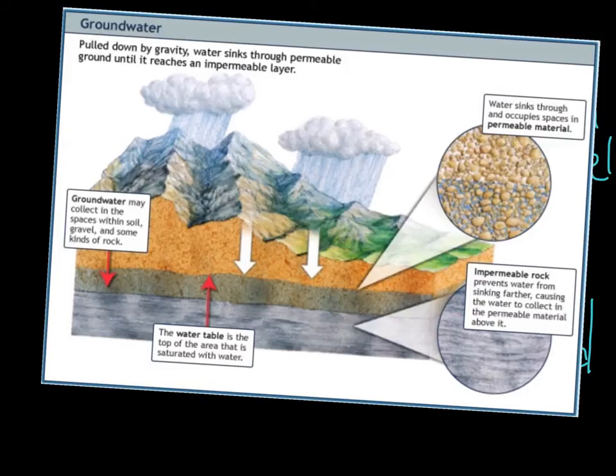So again, as the water is pulled down by gravity through precipitation and such, it's going to sink down through the permeable layer, and it's going to collect in the bottom of the layer, but it's going to be stopped by that impermeable layer, and it's going to gather there and be a part of the water table.